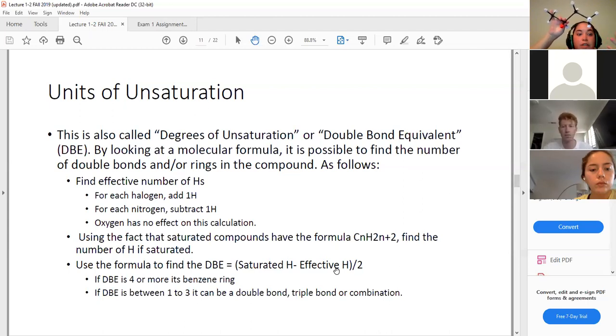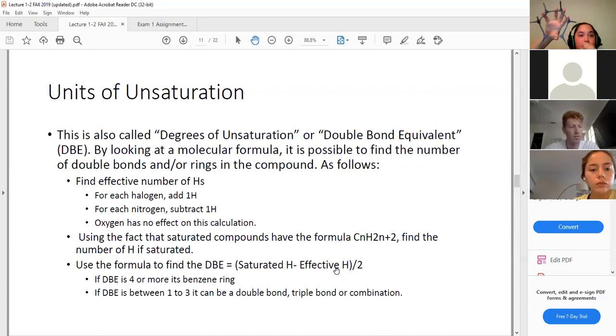Also, if the number is more than 4, it means that you have a benzene ring. And remember, the benzene ring has double bonds, but it's three double bonds, okay? So that's why you have 4, because it's missing those hydrogens. So you're missing these two hydrogens, the other two hydrogens, and the other two hydrogens. So that's why you get 4 at the end, okay?